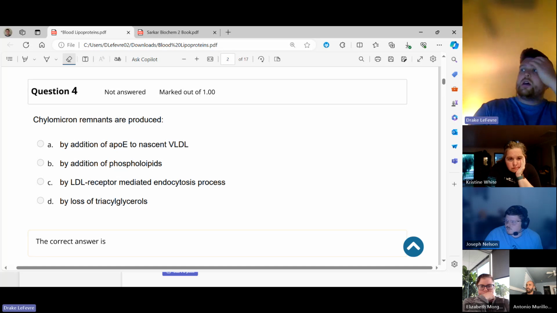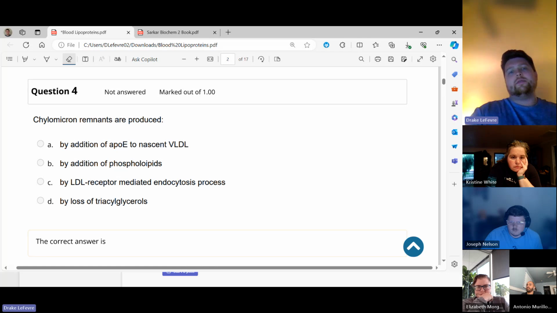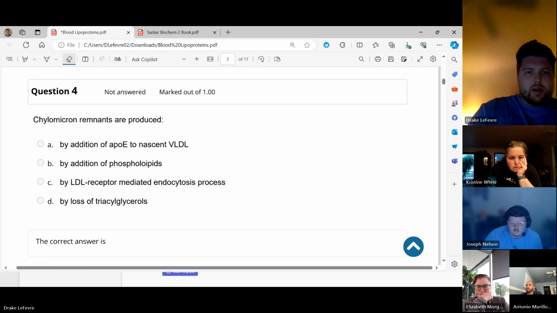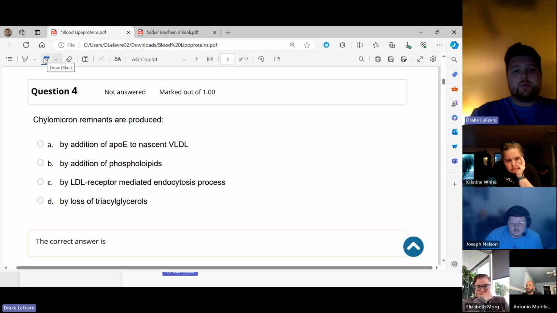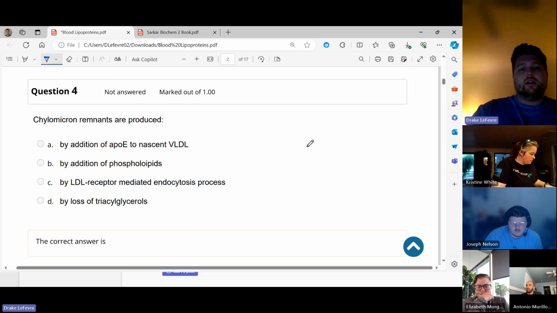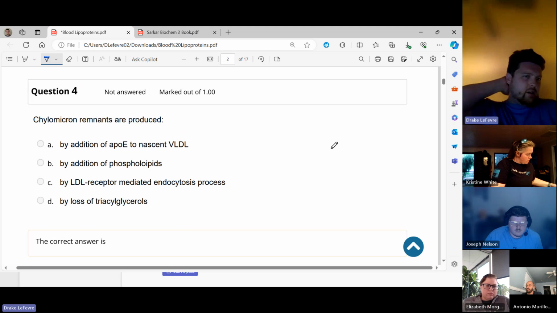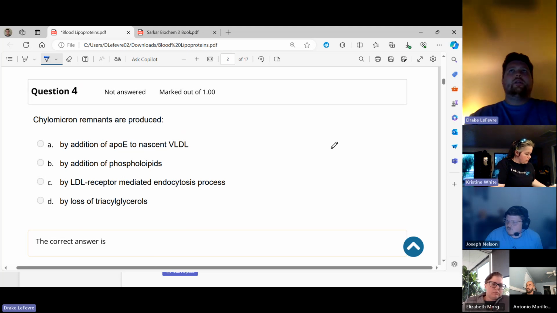Chylomicron remnants are produced by addition of ApoE to nascent VLDL, by addition of I think it's supposed to be phospholipids, not lipids, by LDL receptor mediated endocytosis process. That's a lot of words. Or by loss of triacylglycerols. So if we think about chylomicrons, what's the job that chylomicrons perform? What do they do?